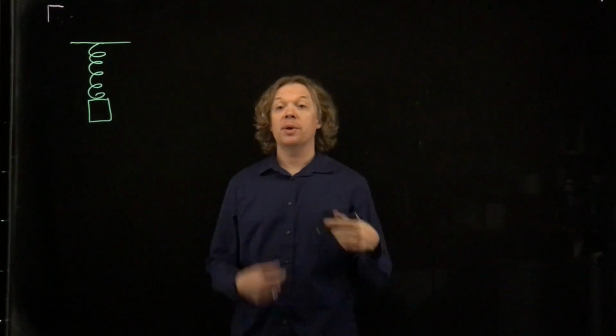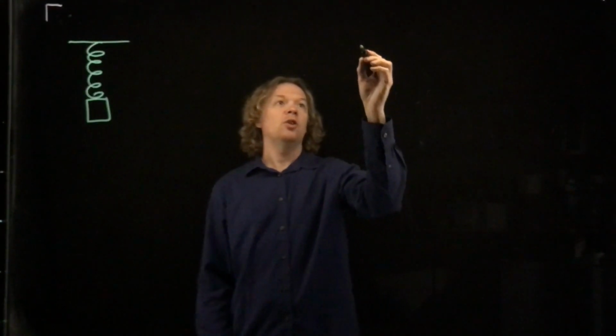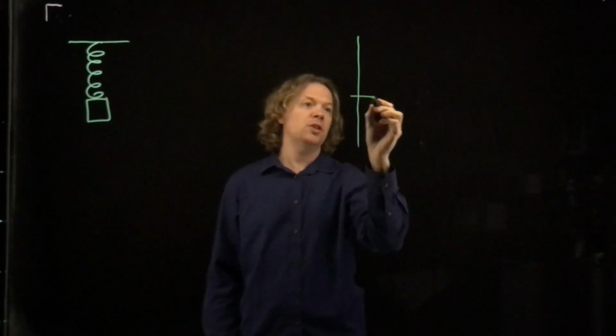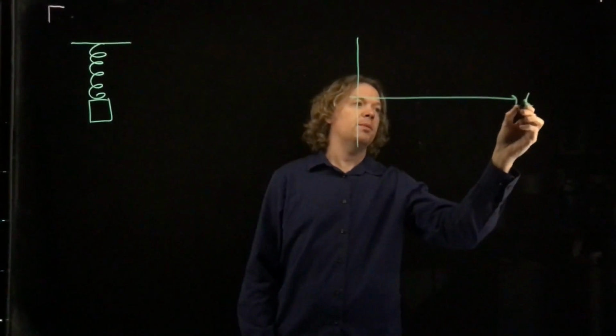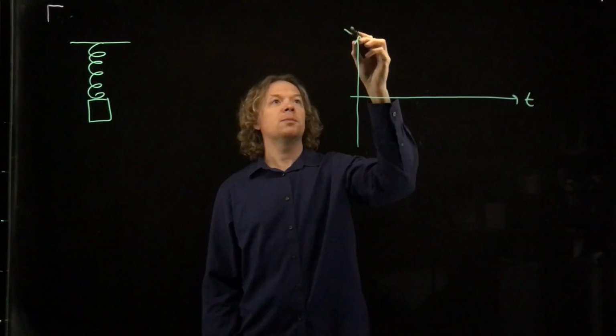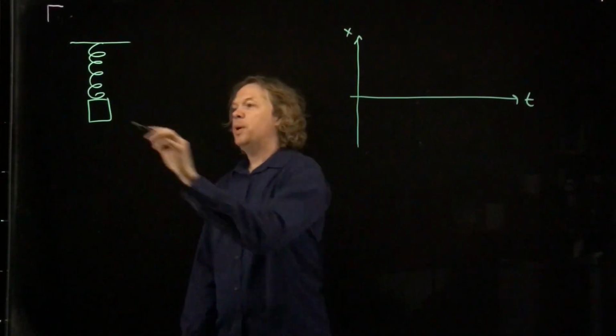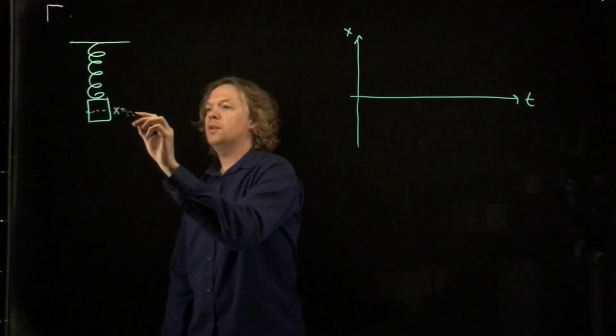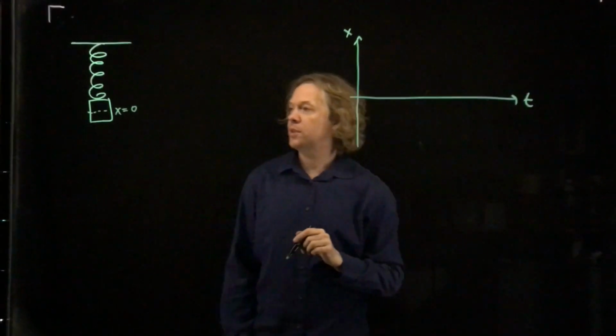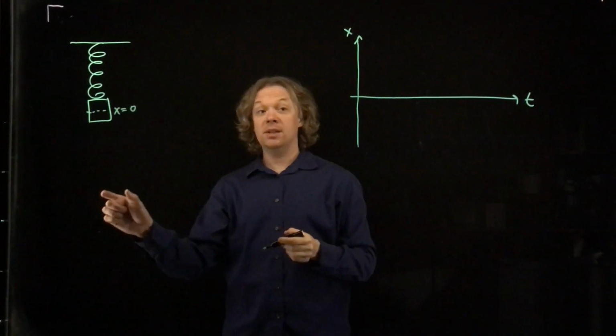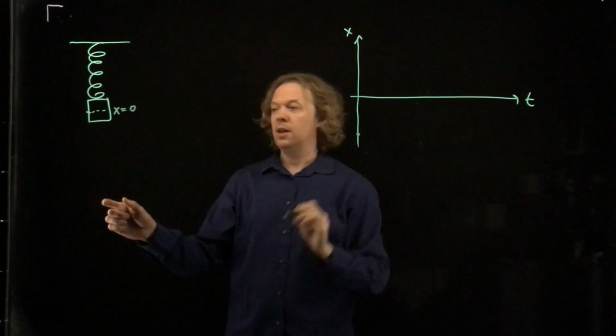And what I want to do is plot the motion of that object over time. So I'm going to plot the position as a function of time. So time is going to be there, position is going to be there. And let's pick its current position as the origin. So it starts at x equals 0. I pull it down some distance, right there, and then I let it go.